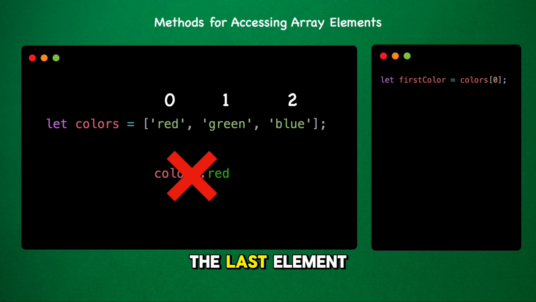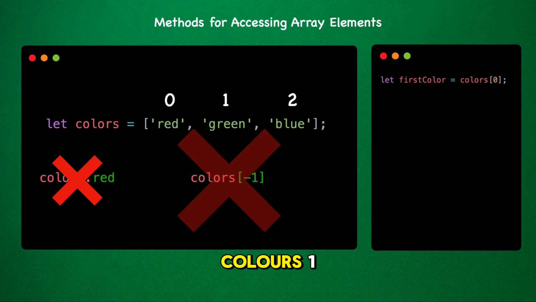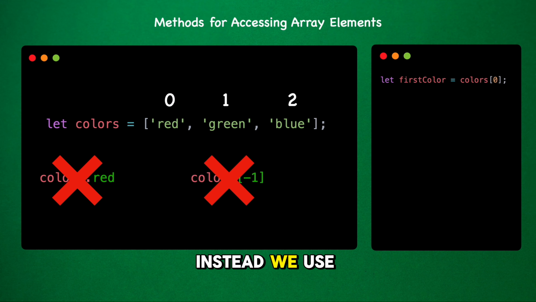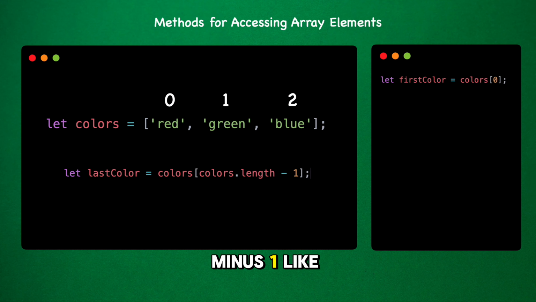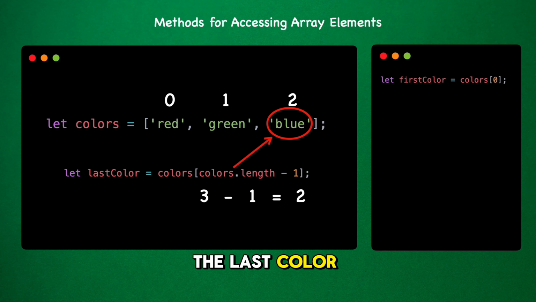Now what about the last element? Since JavaScript doesn't support negative indexing like some other languages, we can't do colors[-1]. Instead, we use the length of the array - 1, like this. Just like that, we've accessed blue, the last color in our array.